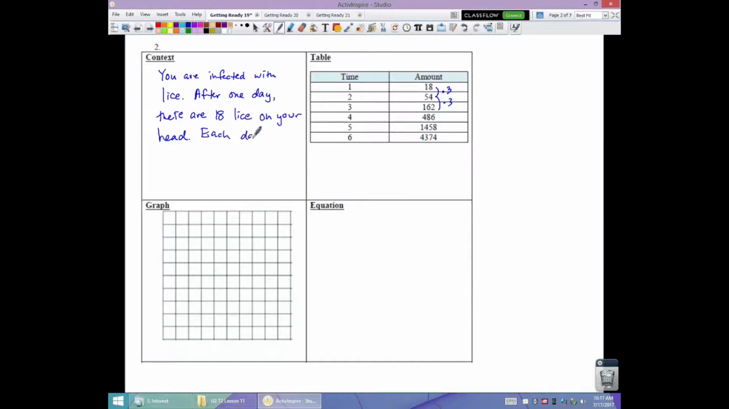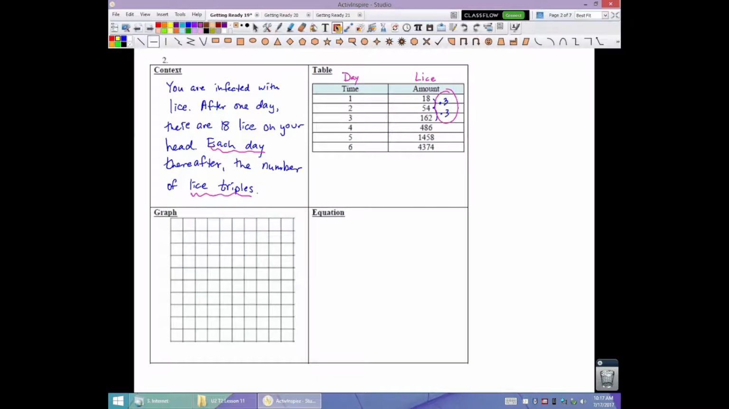Each day thereafter, the number of lice triples. Okay, so my rate of change here is that the number is tripling each day. So we did have to identify the rate of change, and that is we're multiplying by 3 each day. So for me, I'm going to change this to day and lice.